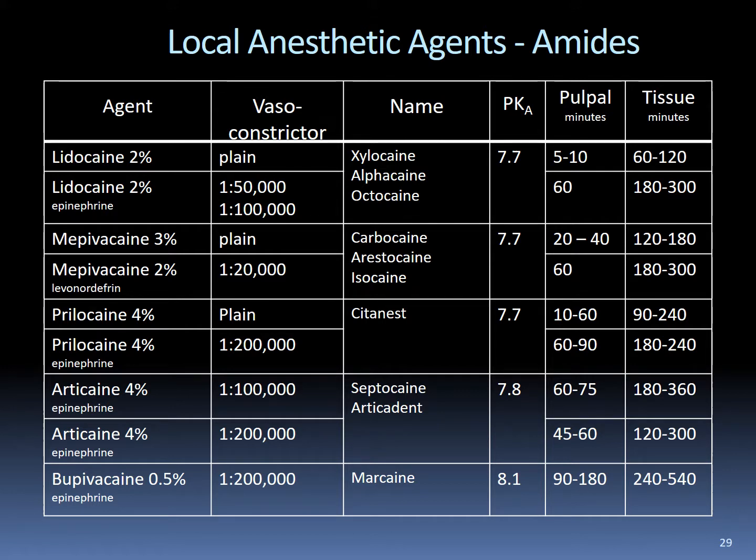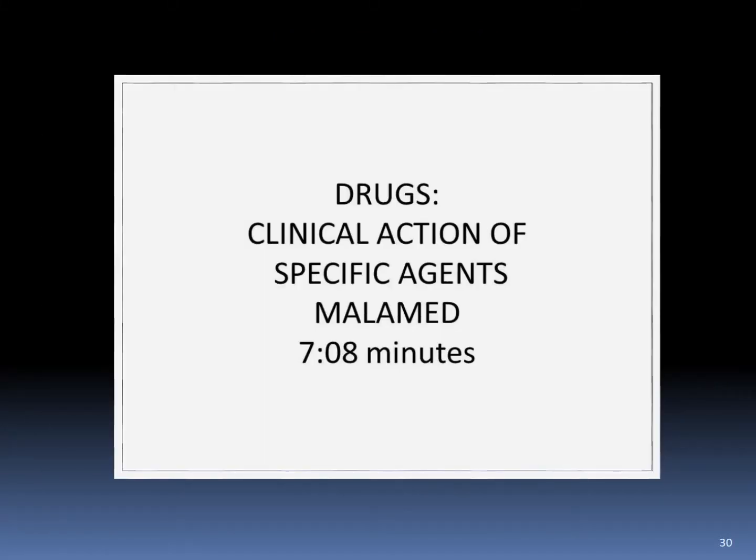This chart was created to help you evaluate all the different local anesthetic agents that are used in dentistry. We have them listed as far as their concentration, with or without vasoconstriction, the name, the street name of them, the pKa, pulpal anesthesia time, and tissue anesthesia time. We will proceed to watch the 7-minute video conducted by Dr. Malamed on the specific agents and clinical actions of them.